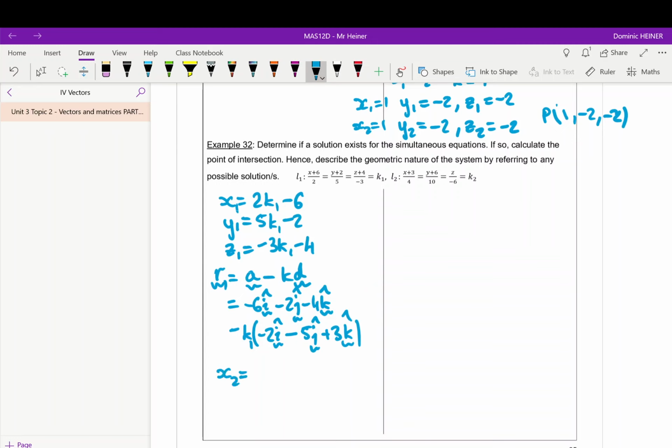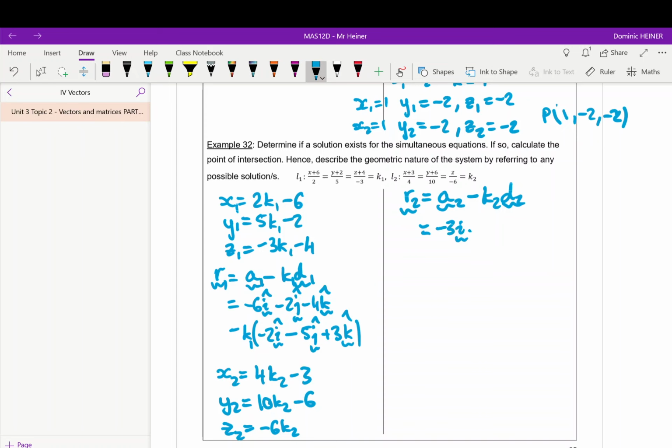So x2 from the second line is going to be 4 times k2 minus 3. y2 is going to be 10 times k2 minus 6. And z2 is going to be negative 6k2, so that's plus 0. So solving for r2, again, let's go back and rename these a1, d1. So a2, take k2 d2, is going to be equal to negative 3i minus 6j and then no k component because the constant in z2 is 0. And then that's going to be minus k2 times negative 4i minus 10j plus 6k.